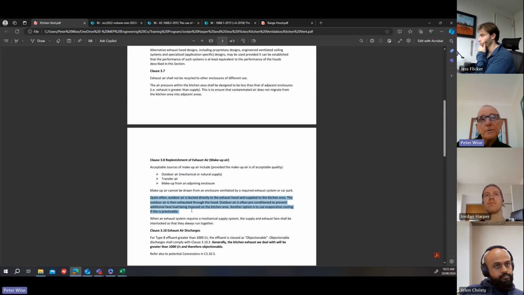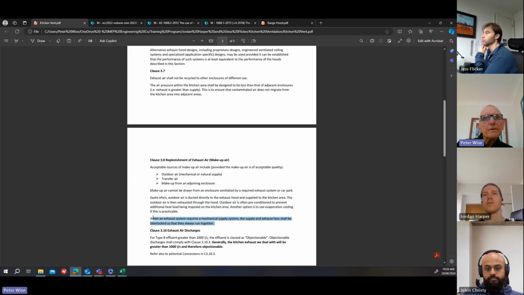And you can use evaporative cooling. Sometimes that's done, but you can really only do that if your kitchen has got a roof over it, and you can put evaporative coolers on the roof above the kitchen. Otherwise, it's not really feasible. The outdoor air is often preconditioned to prevent additional heat load being imposed on the kitchen area. So you might have an air handling unit with a cooling coil providing conditioned air into the kitchen so that you're not putting additional heat load in there.